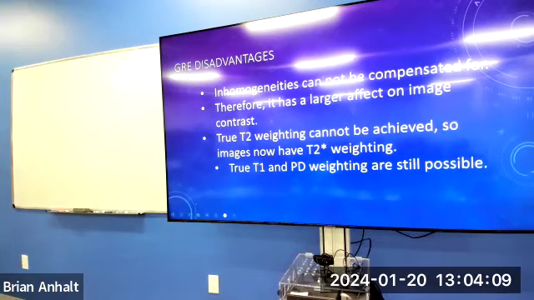In a spin echo sequence, we're refocusing the FID, right? All together with a 180 degree refocusing RF pulse, right?